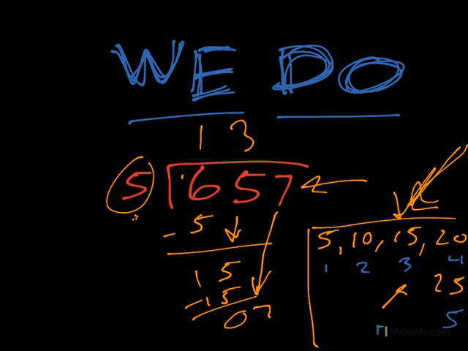What we have here is 5 times what will get me close to 7. Go back to your skip counting. So what number here is close to 7 but doesn't go past it? Well, 10 wouldn't work because 10 is bigger than 7, but 5 would. So 5 times 1 is 5. We're going to subtract that. 7 minus 5 is 2. If you can read that. There are no more numbers to bring down, so our 2 is going to be our remainder. So it's 131 remainder 2.